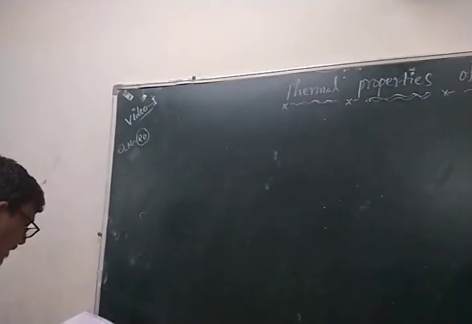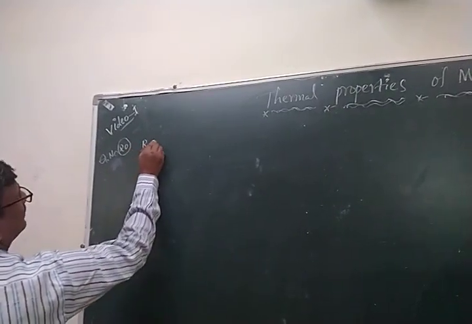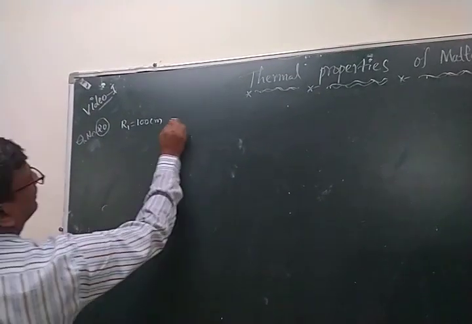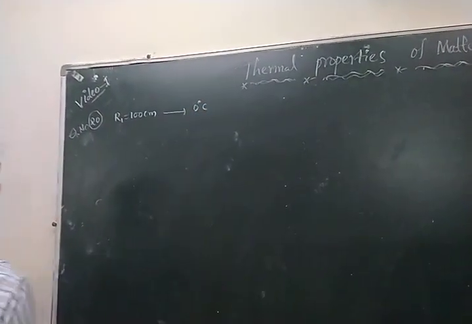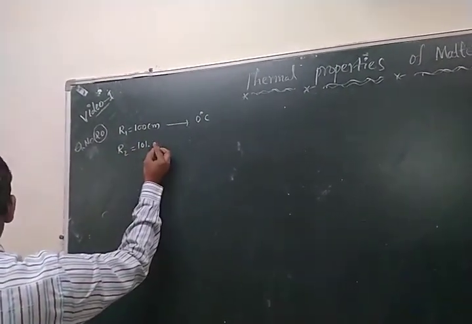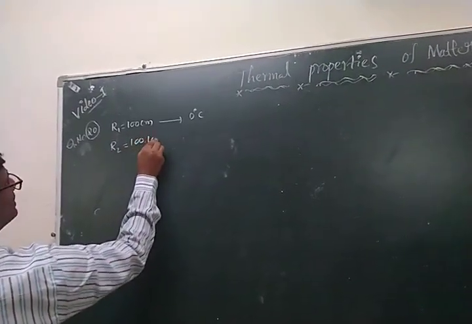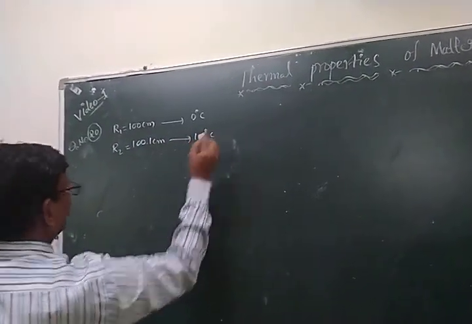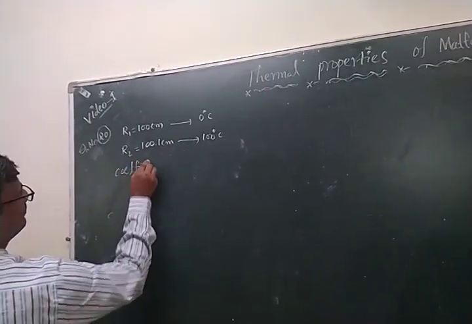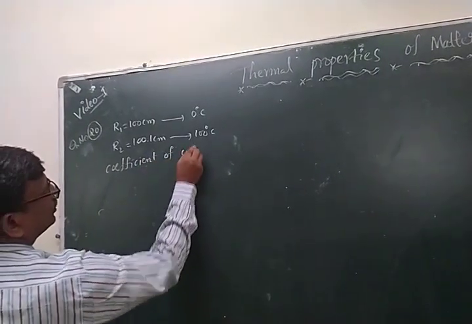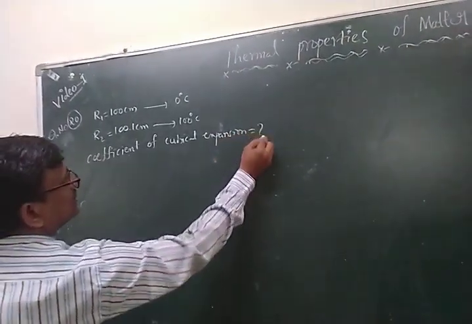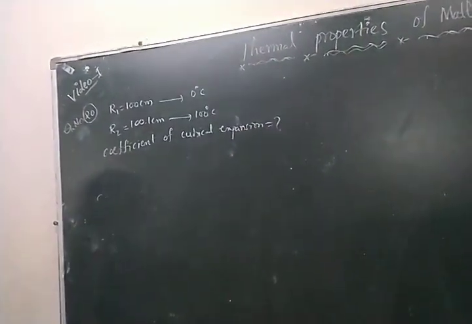Radius of the sphere R1 is given as 100 centimeter at 0 degree centigrade. Next, R2 is 100.1 centimeter at 100 degree centigrade. The coefficient of cubical expansion is gamma.